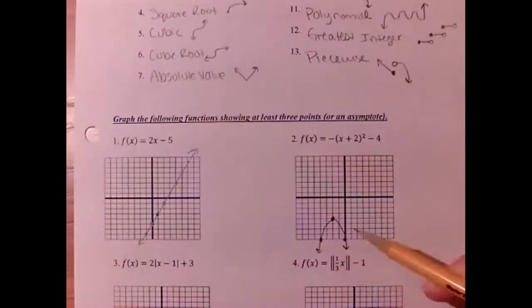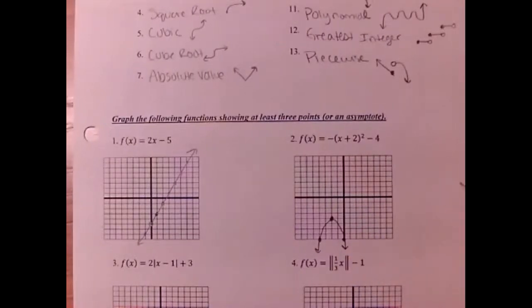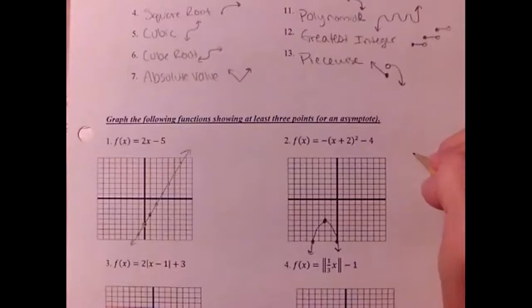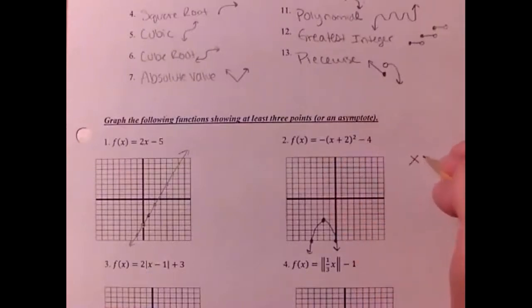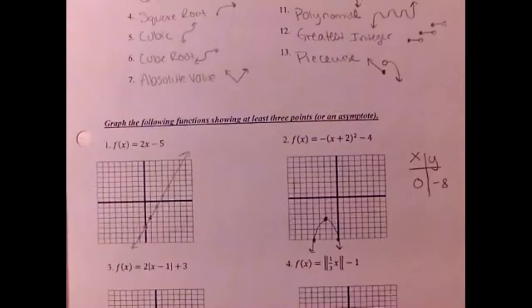And you can always get as many points as you want just by plugging in for x and getting y. And I kind of talked you through it, but if you ever just want to make a chart, like here, what if I plug in 0? What am I going to get? You can always make a chart and plug in as many numbers as you want.